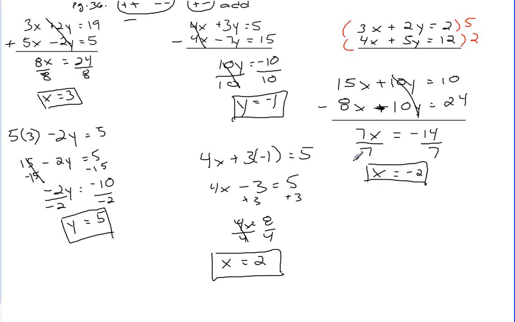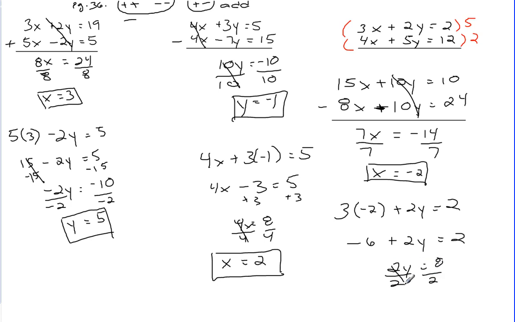Sub it back into your original equation. I would sub it back into one of these originals. I wouldn't use this one because your numbers are a little bit bigger here. So go back to your original equation, and we've got 3 times negative 2 plus 2y equals 2. Divide both sides by 2, and we get y equals 4.